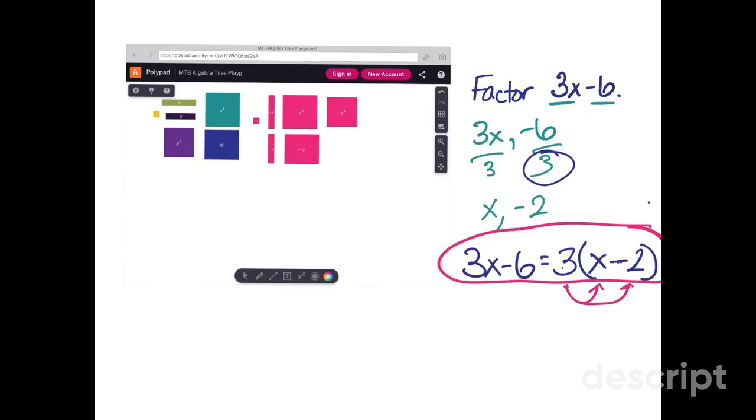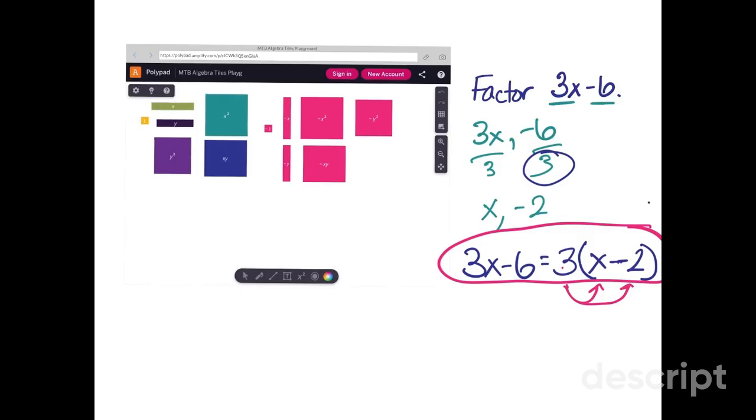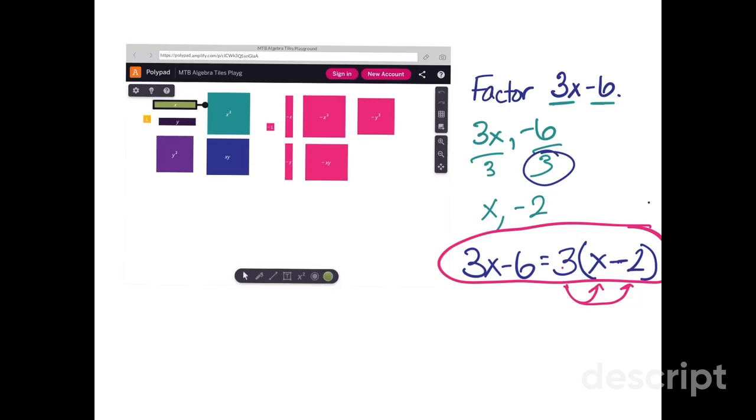If you want to see this in terms of the algebra tiles, what we can do here is let's set up our 3x minus 6, our 3 x's. There we go. 1, 2, 3 x's, and 6 negative 1's. 1, 2, 3, 4, 5, 6.